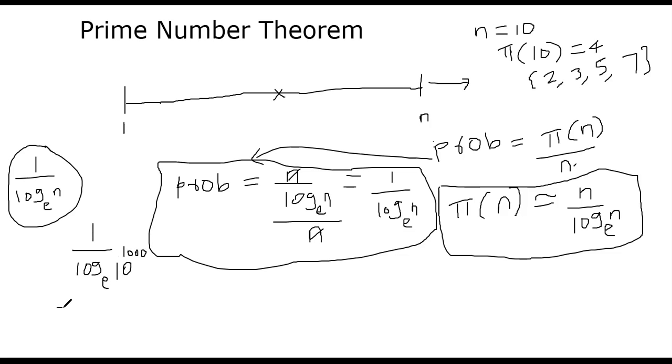Because of the log rules, the 1000 will come in the front. So we have 1 over 1000 into log 10 to the base e, which Python can happily compute and tell you. Let's do that now very quickly. We need log 10 to the base e, which is about 2.3, which I'm multiplying by the 1000 in the front to get 2300 approximately. That means 1 over 2300 approximately.